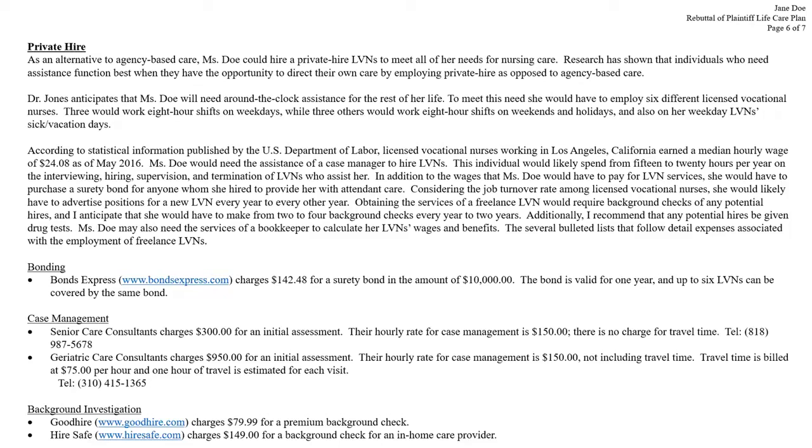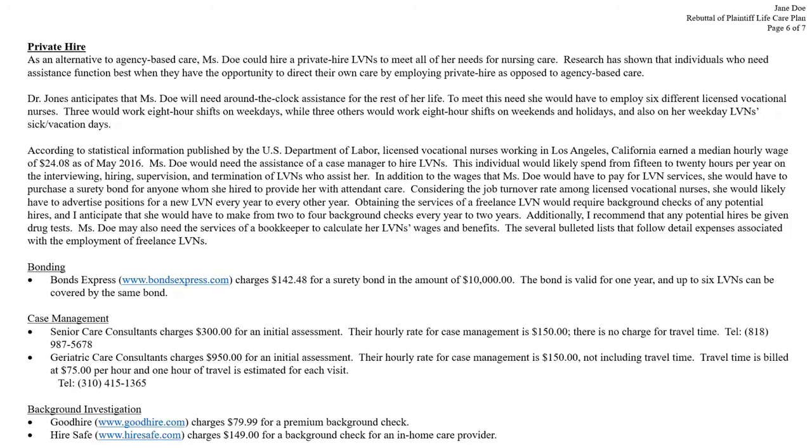One of the things you have to look at is all the different aspects that go into private hire. One of them is bonding. The person that's providing the care needs to be bonded, so in case they happen to steal something from the home, you're going to have a surety bond for that. You also have to look at case management. Depending on the sophistication of the person, if the person has no clue on medical care and could not hire people to take care of them, then you're going to need a medical case manager to assist with all of this care. So you'll put in the cost for a medical case manager.